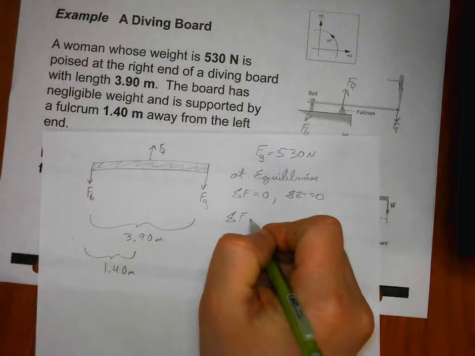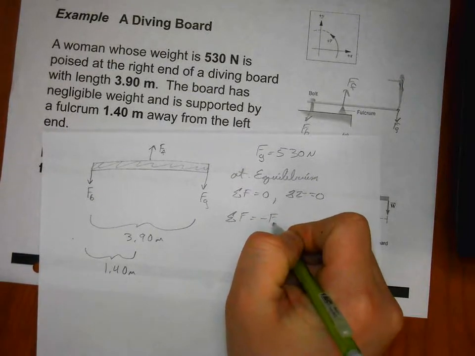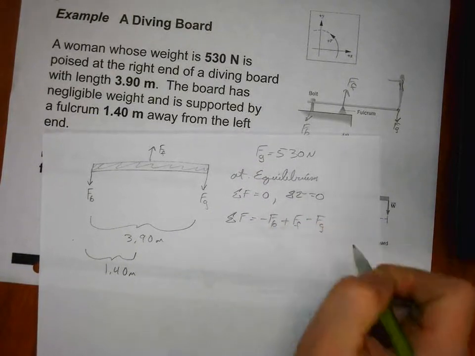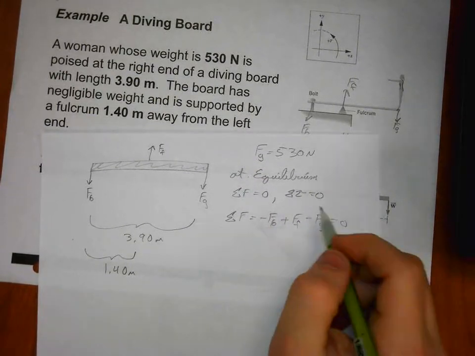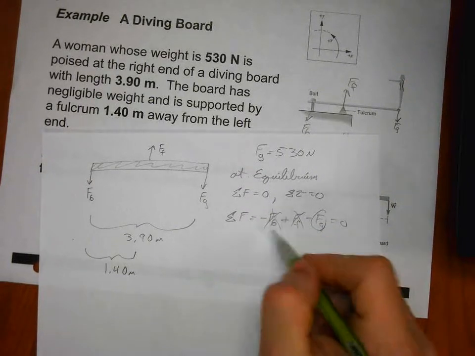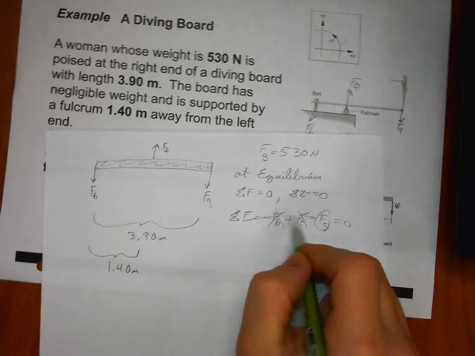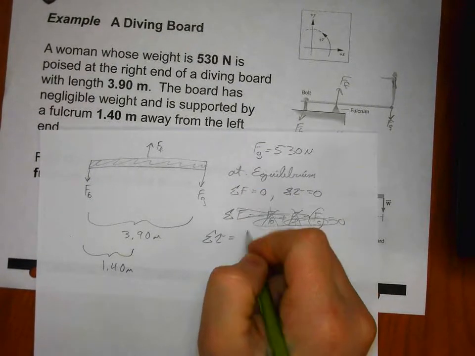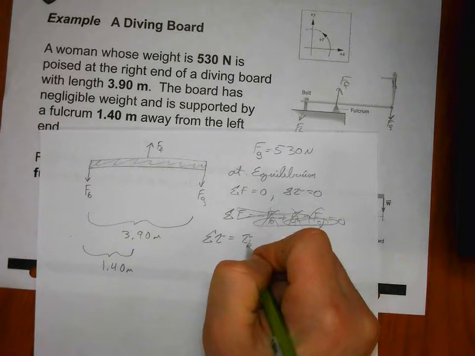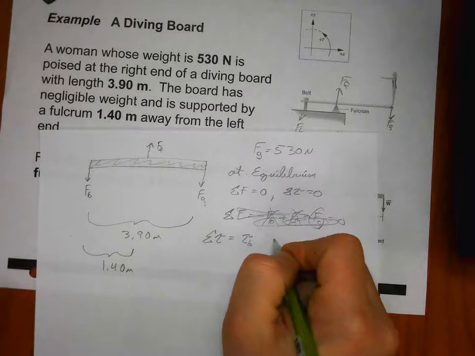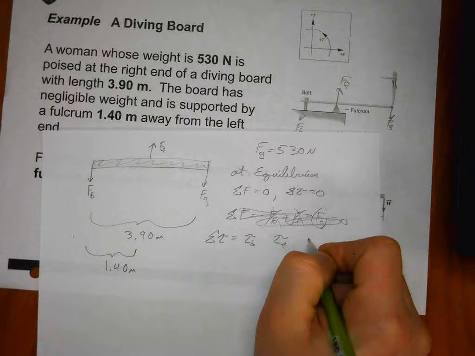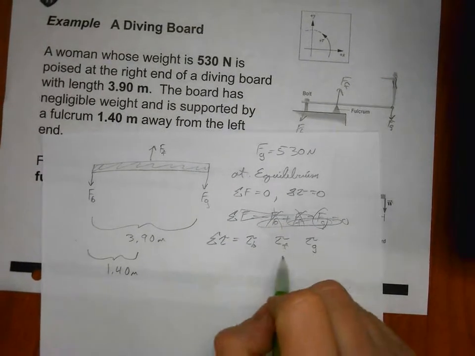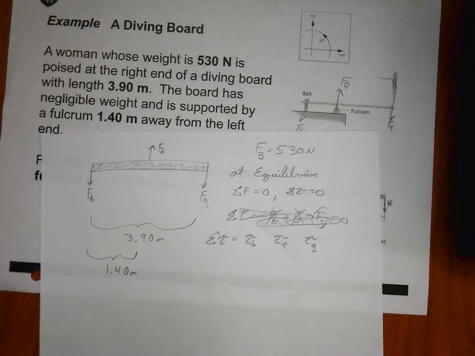The sum of the forces equals negative FB, because it's downward, plus the force of the fulcrum minus the force of gravity equals 0. The problem is we know this, we don't know that, and we don't know that. That's two unknowns. We can't solve that equation. But we can work with the torque. That is equal to the torque of the bolt, the torque of the fulcrum, and the torque caused by the gravity of the person. Now, I left spaces here because we don't know if these are positive or negative yet.